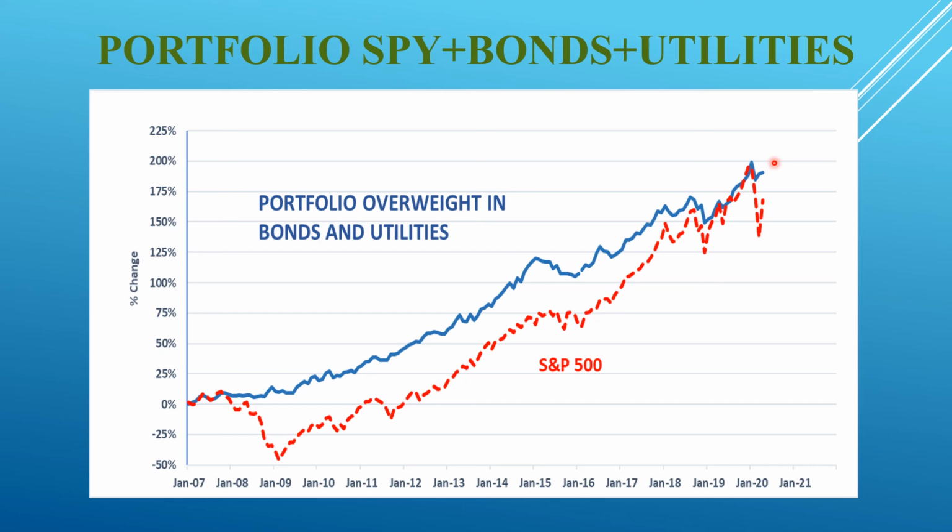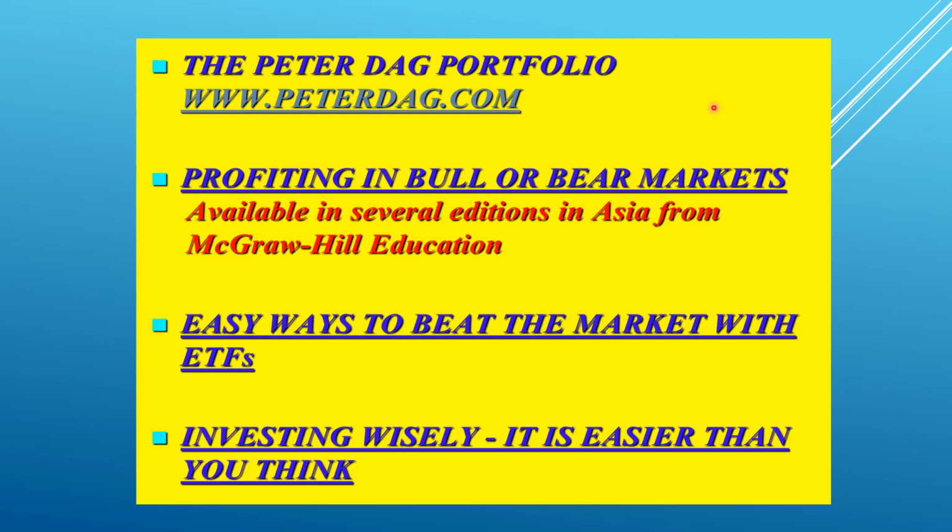So it is an excellent way to add to a strong portfolio: add bonds and utilities to smooth out the performance during periods of sharp declines. The performance data of all these portfolios, including compound annual growth rate, standard deviation, largest drawdowns, worst year, and so on, all these statistics are published in every issue of the Peter Dack portfolio.